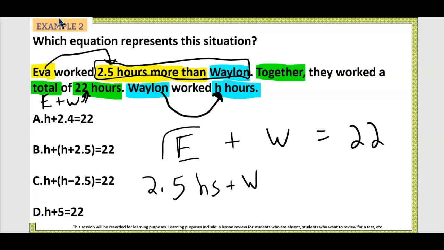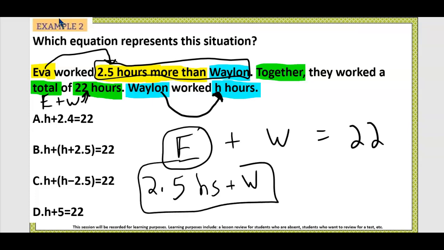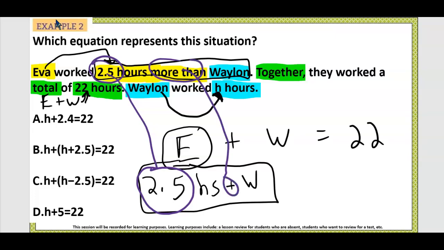So this is just this E, okay? This comes from, let's see, we'll circle it in purple. The 2.5 comes from here, more than Waylon. And then the more than is the add that goes here. And then Waylon goes here. I know we said we're going to put H in for Waylon, but maybe we should do that last.